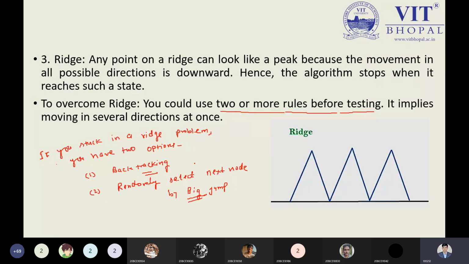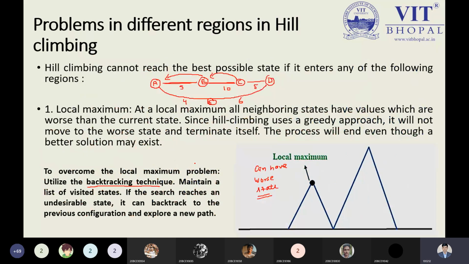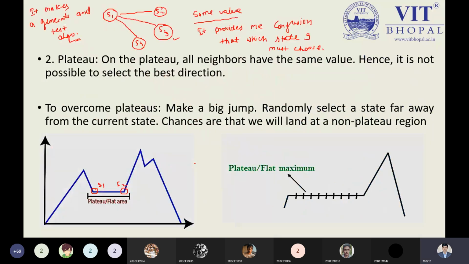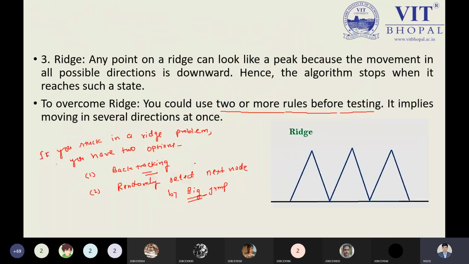So these are our problems. What are the problems? Local maximum, plateau we have, and the other one is ridge. These are the three problems I've explained over here. If anyone has any problem with these three problems, I can explain once again. Else, I can just give you an idea about what the applications of hill climbing are.